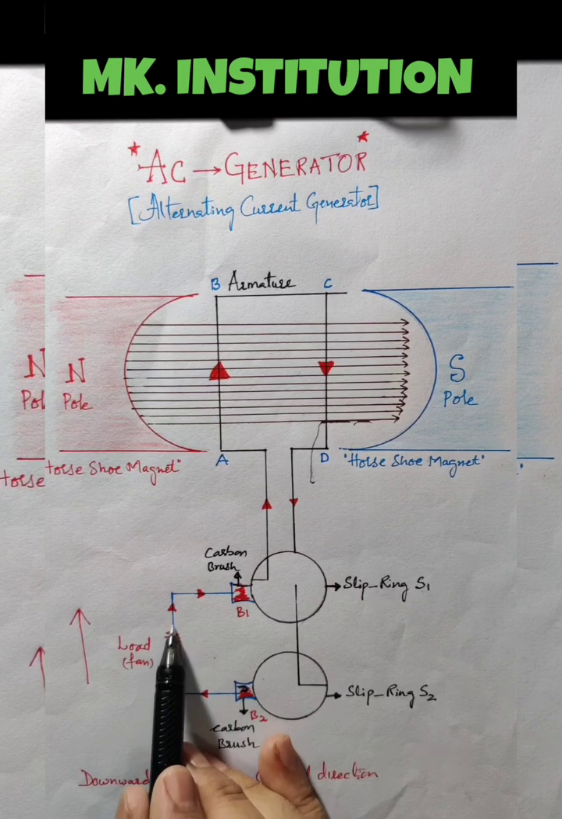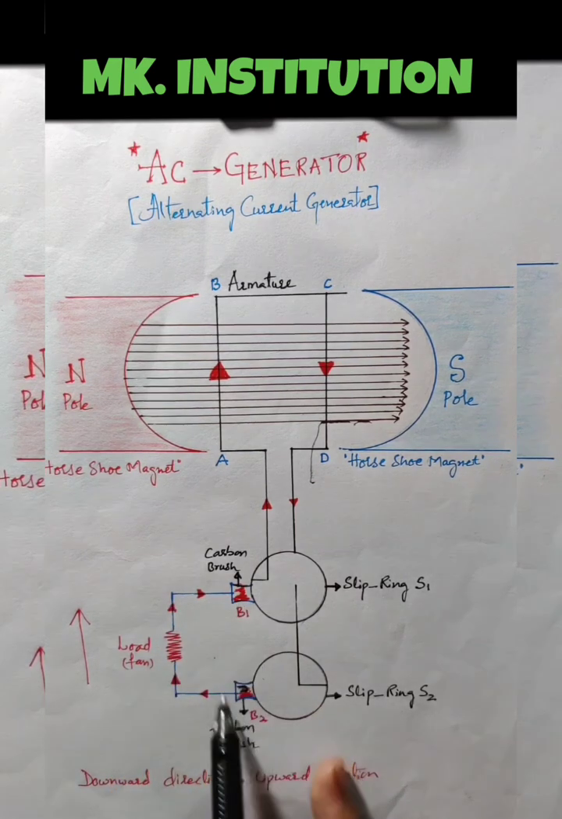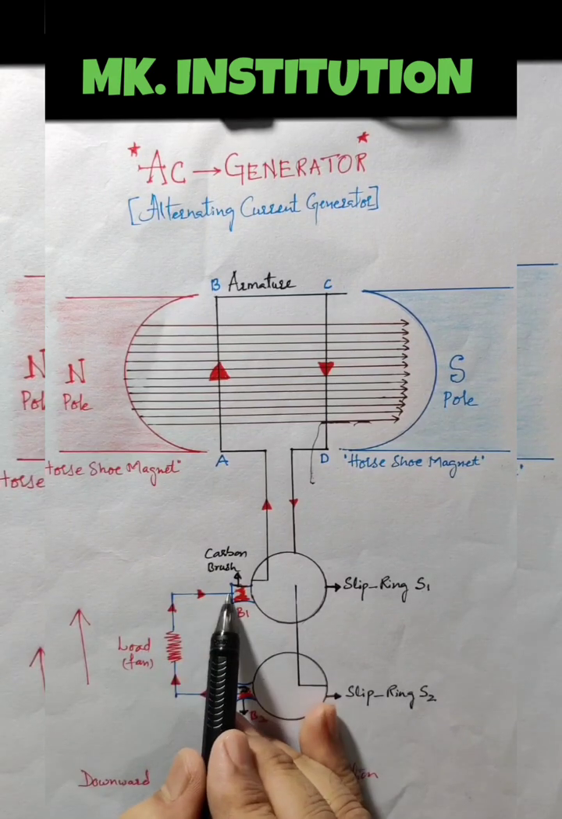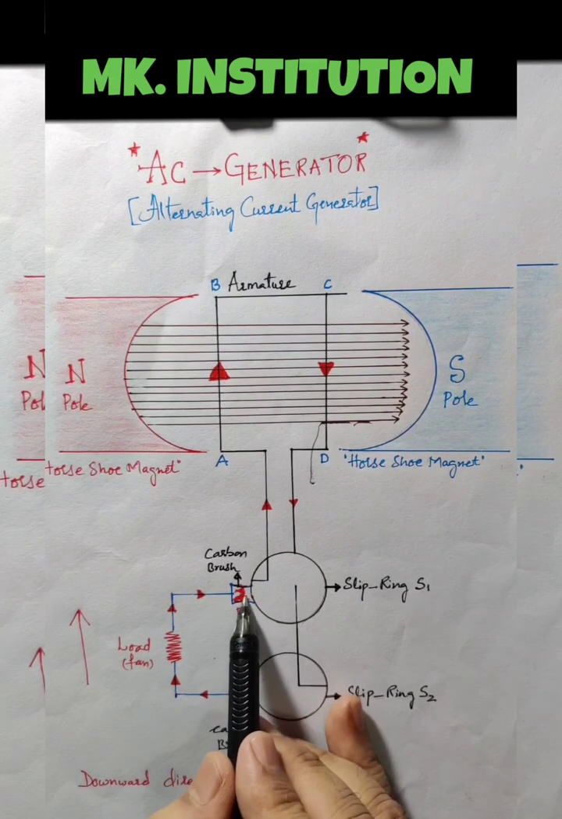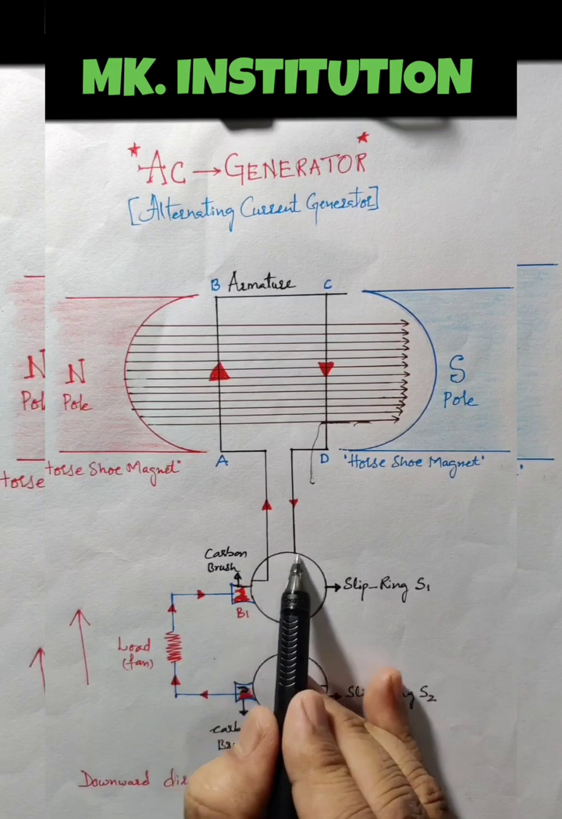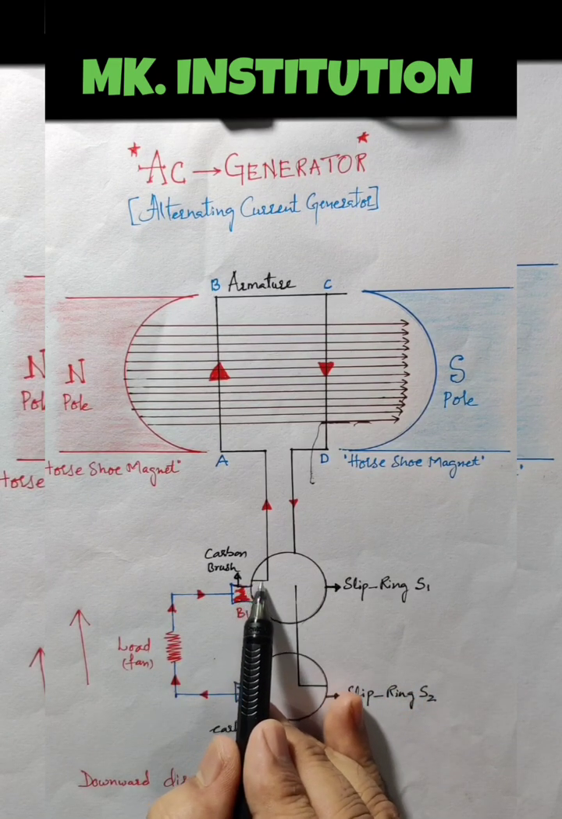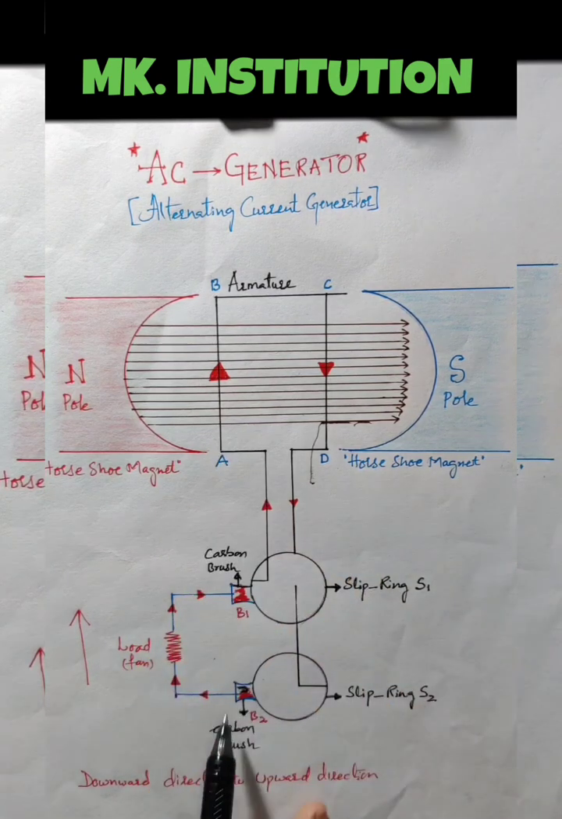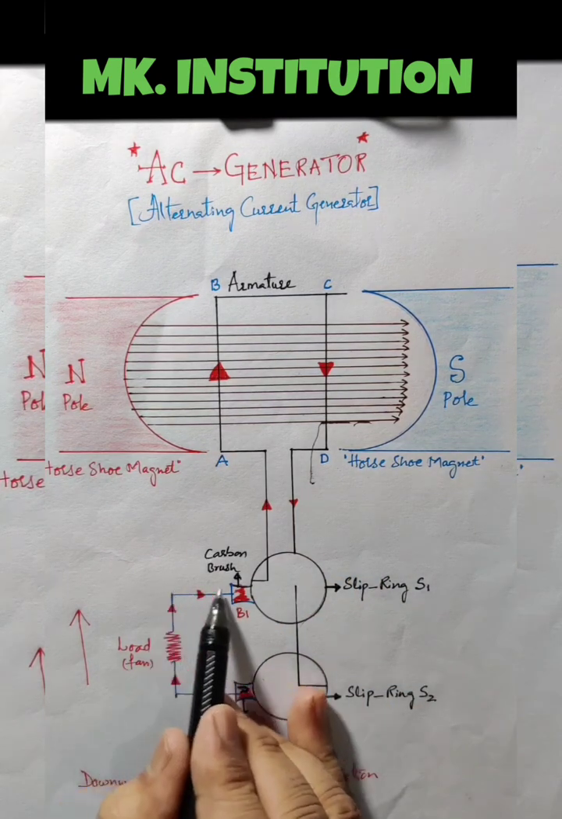From here once again it is moving up, from B2 to B1 now. Fan to the B1, then B1 to S1. From B1 here it enters into S1. From the S1 it enters into the armature. Once again, the armature. So from the down the current is moving upward.